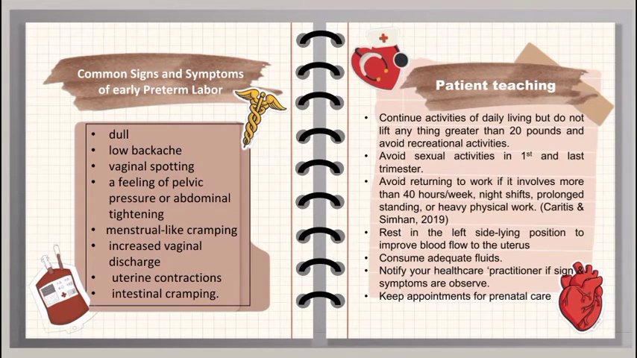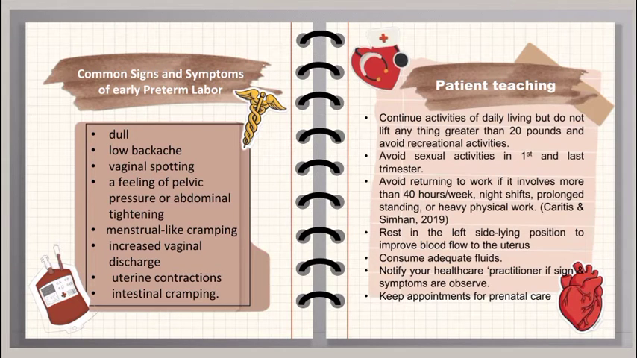So the next is to avoid sexual activities in the first and the last trimester. So for some, the doctor advises us to avoid sexual activities, but in some cases it is all prohibited, because in most cultures sexual activity is not prohibited until the end of the pregnancy. Many Mexican Americans view sexual activity as necessary to keep the birth canal lubricated.